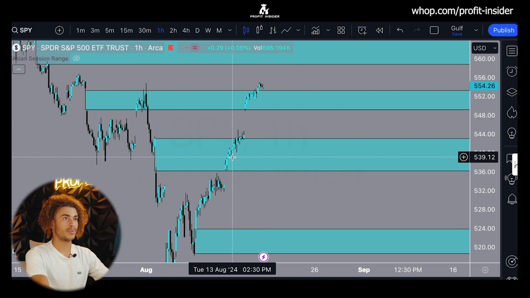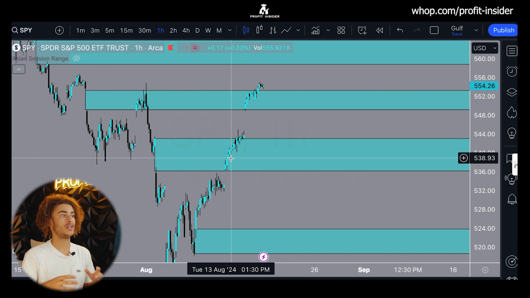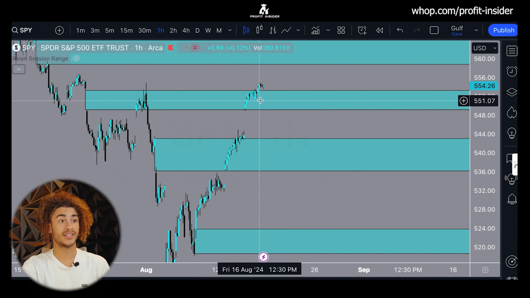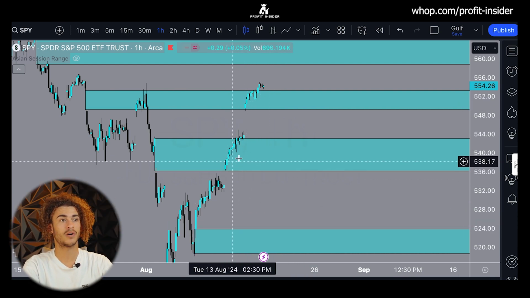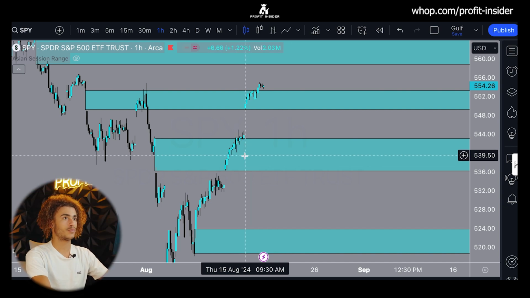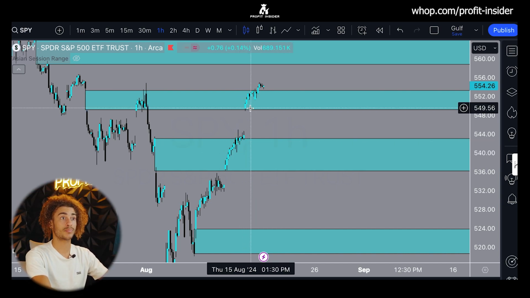For example, right here, you could have gotten into a call option on SPY with your idea behind the trade being that price is likely to come up and test this gap. The reason you'd be targeting this gap and not this gap is because price is already in an uptrend, so you'd be expecting this uptrend to continue. You could have held that position overnight and then you would have woke up the next day with profit.